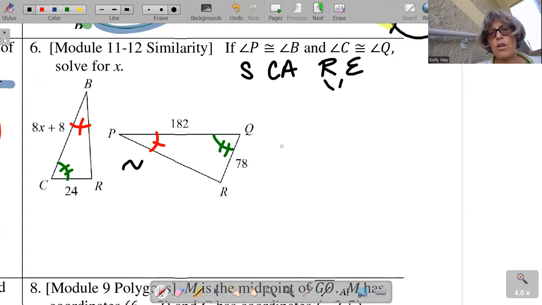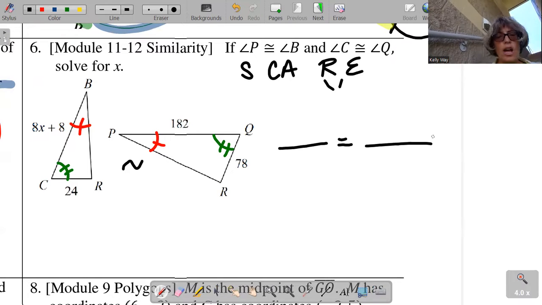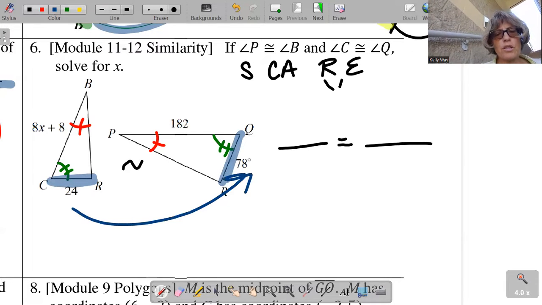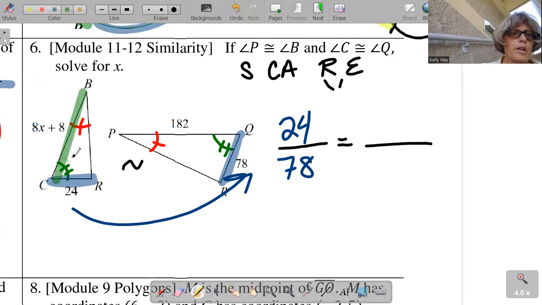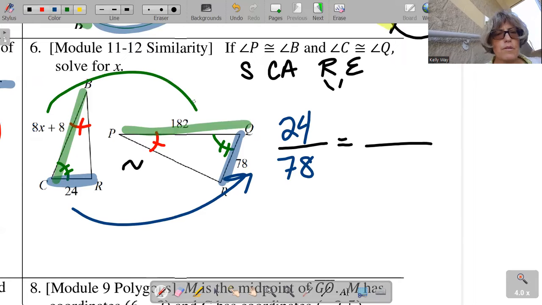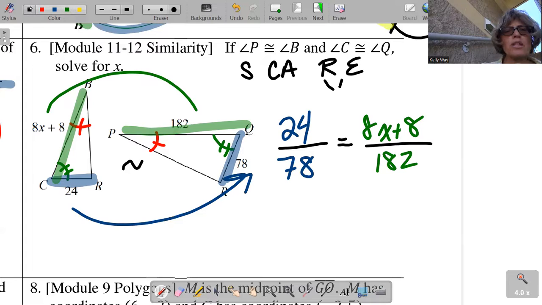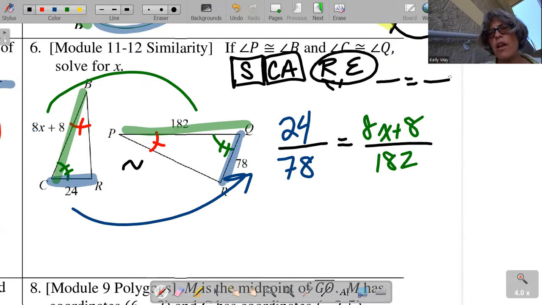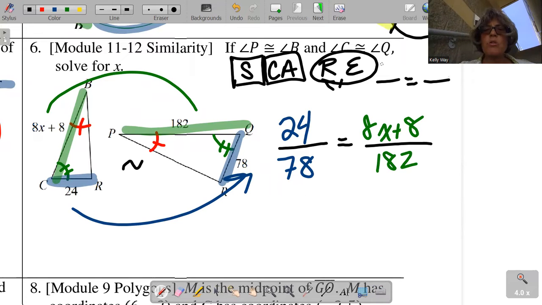Knowing this, side over side equals side over side. So I'm going to work left to right. 24 over 78. Left to right. 8x plus 8 over 182. The reason we can do that is when things are similar, they have congruent angles and the ratios are equal, which means everything's proportional. So when you're dealing with similarity, it's always going to be something over something equals something over something. Cross multiply, solve.